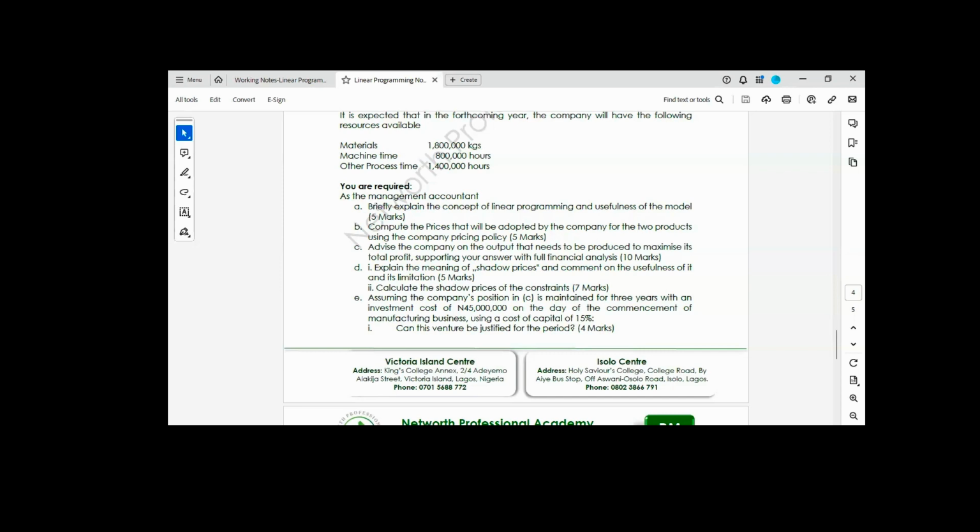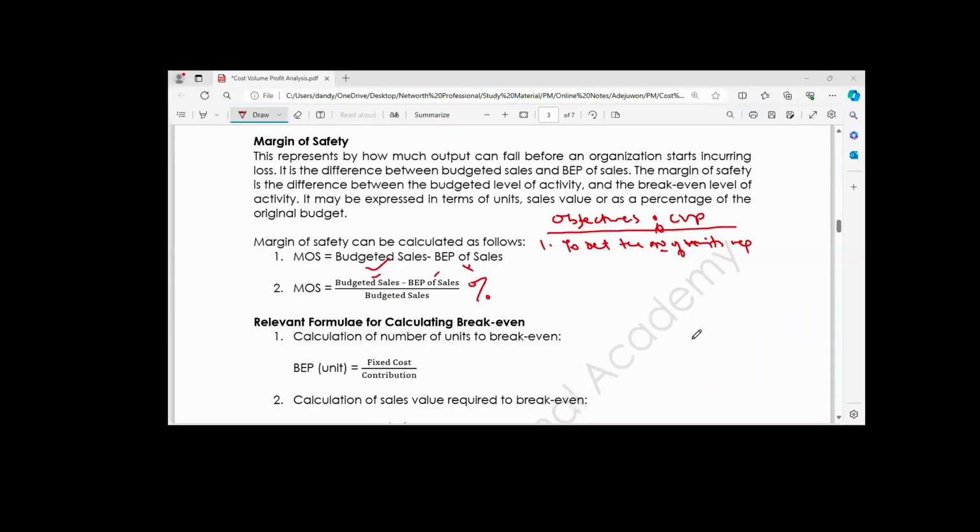I can't see your screen, sir. You can't see my screen? Yes, sir. Maybe I'm sharing the wrong one. Okay, let me stop sharing this. Please confirm, it's still loading. Confirm if you can see my screen now. Yes, sir. Okay. Then, margin of safety. Yes, sorry about that. I thought I was sharing the right document.